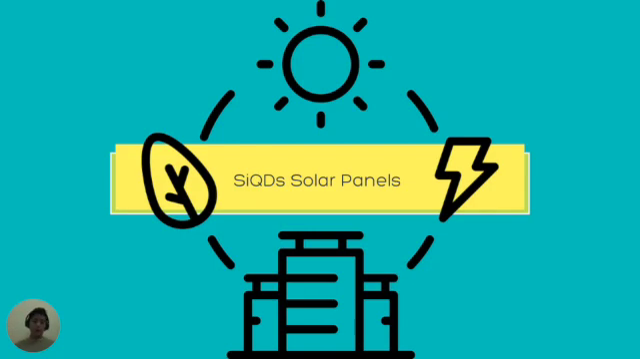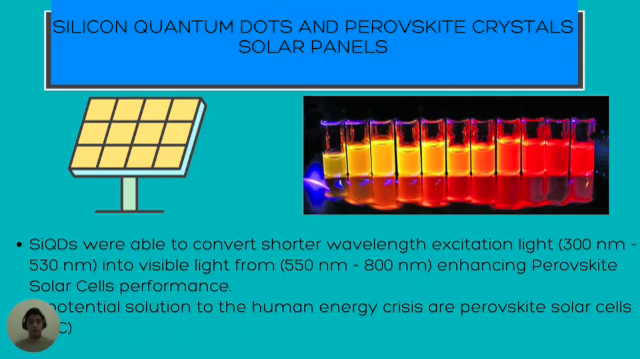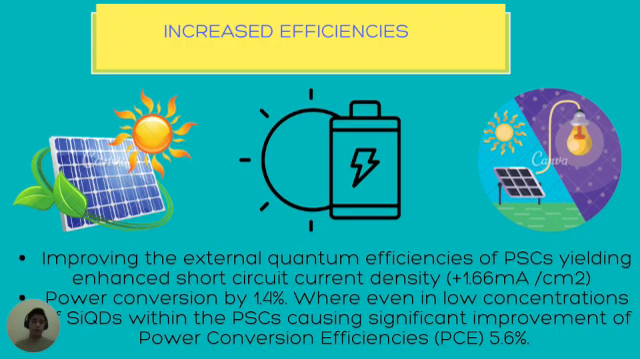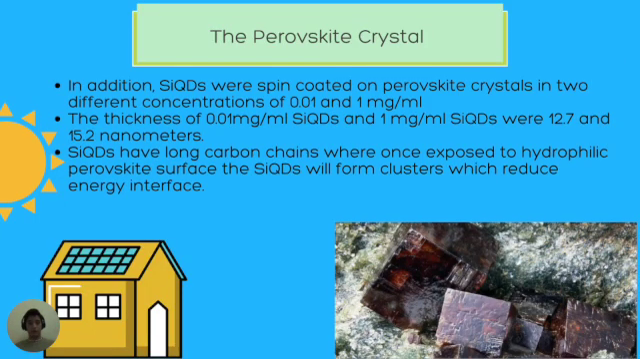Now, for my project, I'll be introducing silicon quantum dots and perovskite crystals solar panels. Now, what they found when introducing these two, silicon quantum dots and perovskite crystals, together inside a solar panel is the increased conversion of energy and efficiency. So the increased efficiencies actually were measurable by 1.4% for power conversion, and power conversion efficiency was a 5.6% improvement.